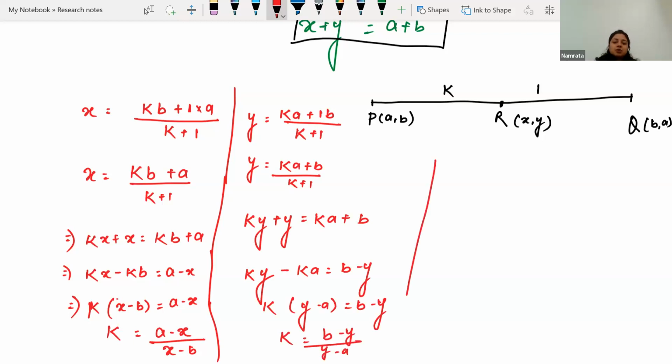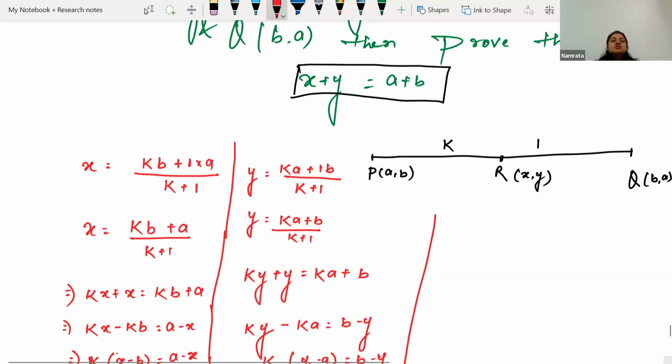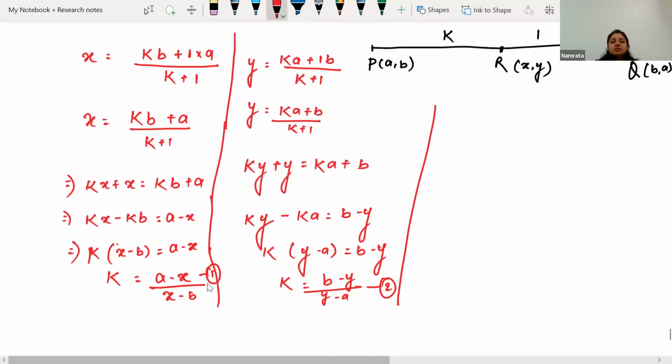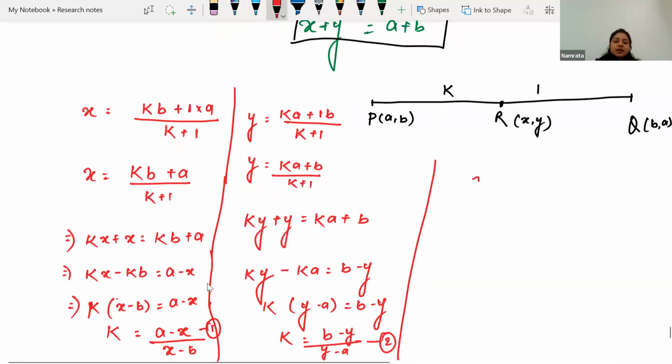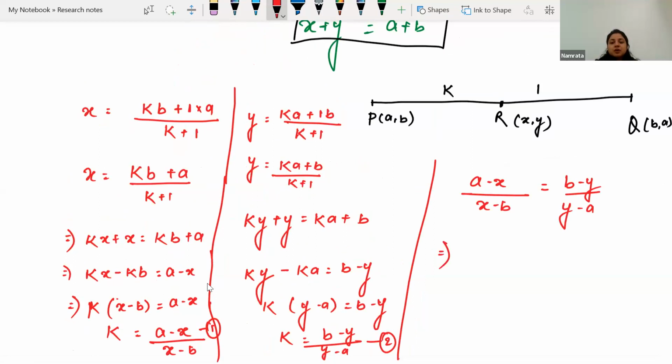Now let's compare both the k's, from equation number 1 and equation number 2, because k is something we have assumed by ourselves, so we want to get rid of it. So (a minus x) by (x minus b), the first equation's k value, will be equal to the second equation's k value, (b minus y) by (y minus a). Let's simplify it and see what exactly we are getting.